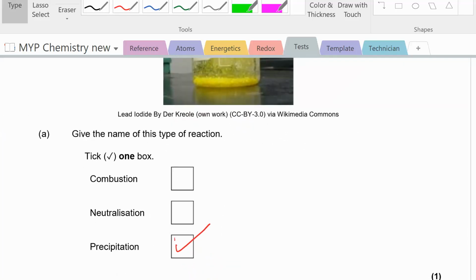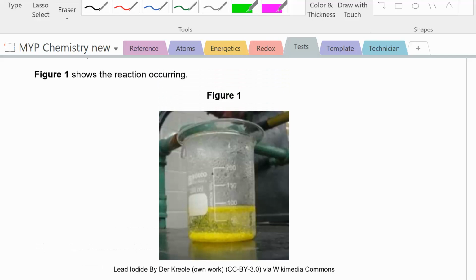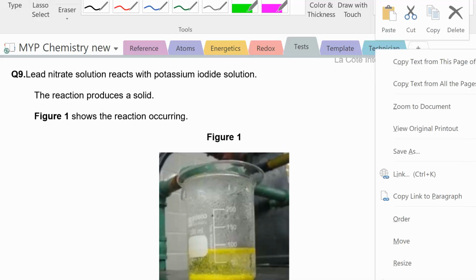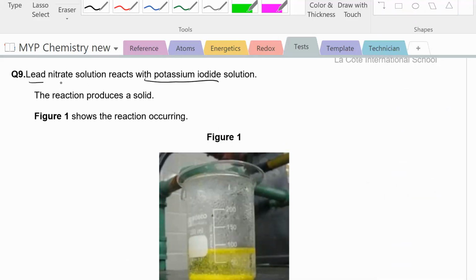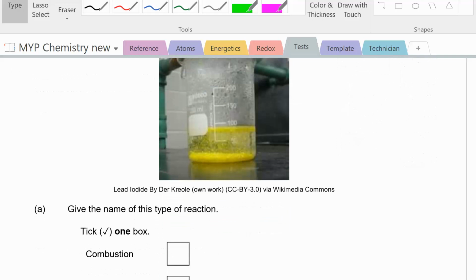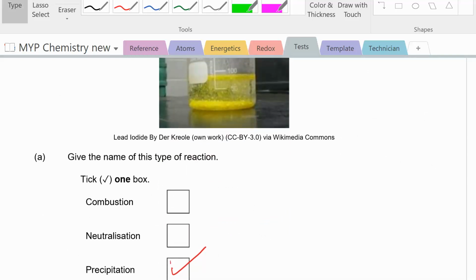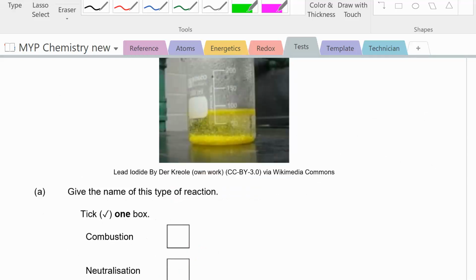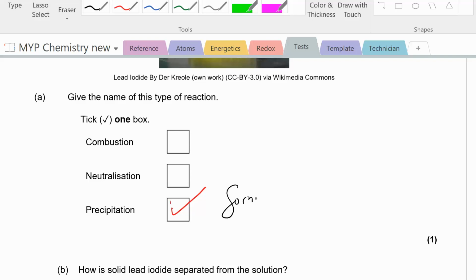On to our final question, question 9. Give the name of this type of reaction. So lead nitrate solution reacts with potassium iodide. Both of these are salts. We can't see an acid, there is no H plus and there's no OH, so not acid or base. Both of them are salts, and this is a precipitation reaction because we form a solid. And if you form a solid, it's precipitation.